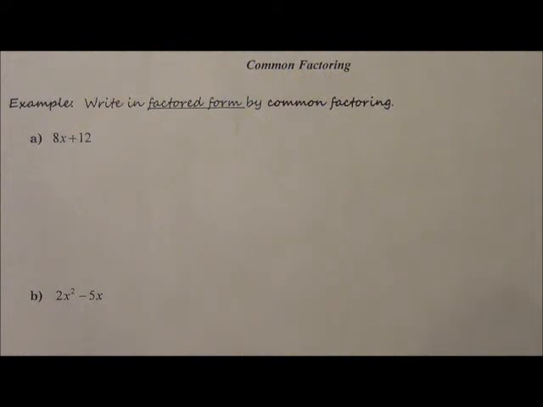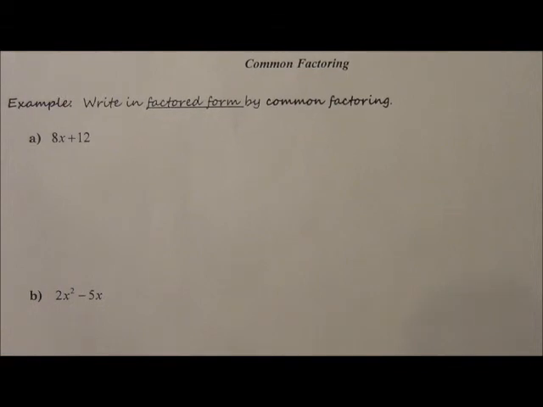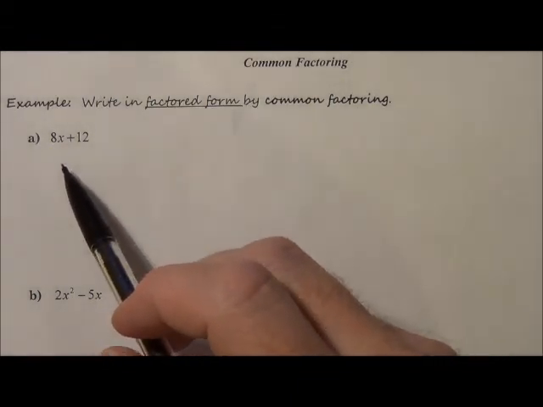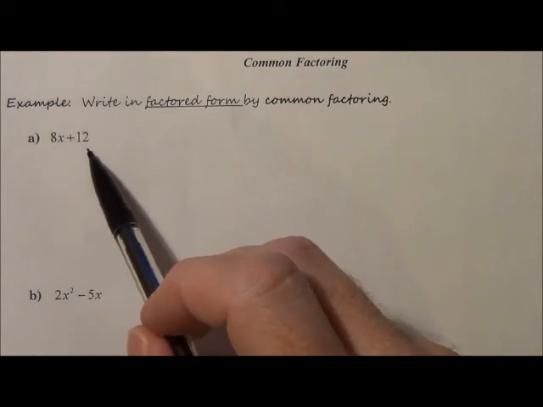Hi, this is Mr. Ralphs, and I'm going to be showing you a couple techniques on common factoring. Generally, when you do some common factoring, you just take a look at what the greatest common factor is, and then you can divide that out of the terms that are available, and then you can simplify the expression that way. So I'm going to take a look here in this first example, and I've got 8x plus 12.